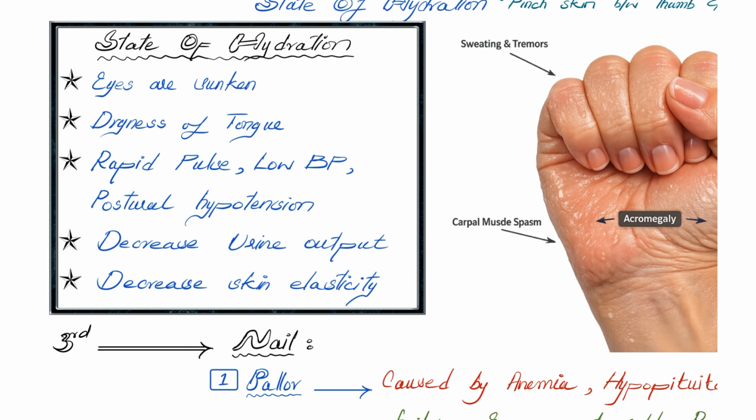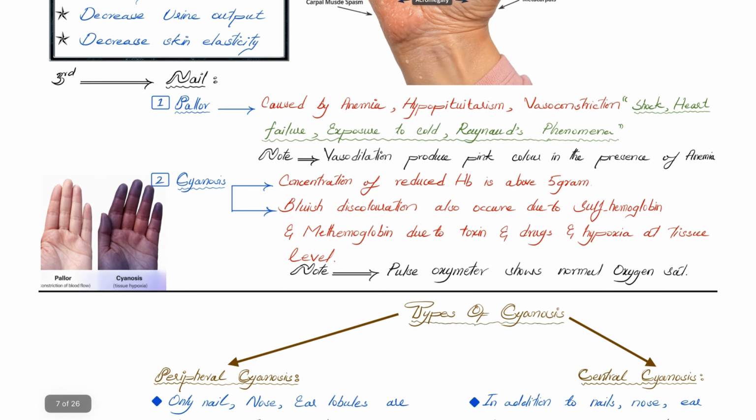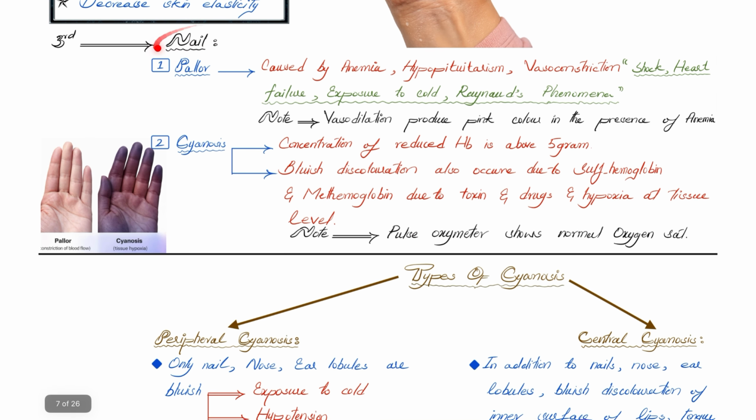Then look at the nails. The abnormality that you can find in the nails is pallor, caused by anemia, hypopituitarism, and vasoconstriction. Vasoconstriction can occur because of shock like cardiogenic shock, hypovolemic shock, heart failure, exposure to cold, and Raynaud's phenomenon. So this is homework for you: find out the difference between Raynaud's phenomenon and Raynaud's disease.